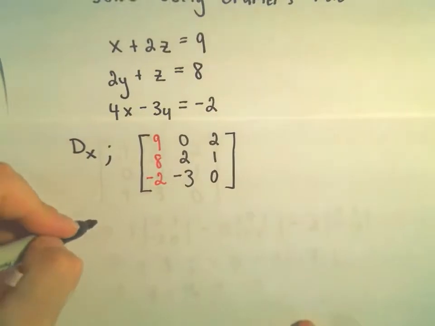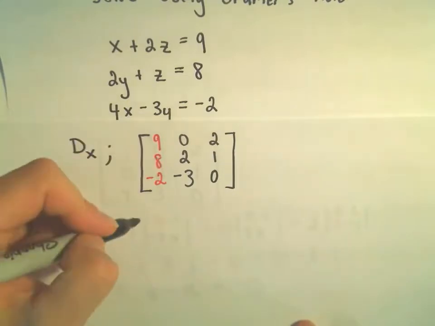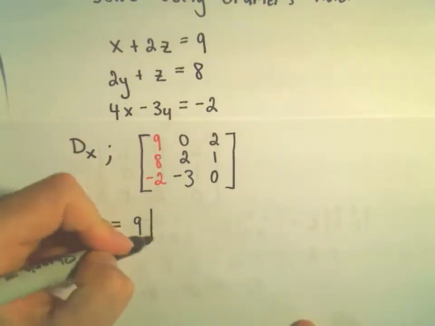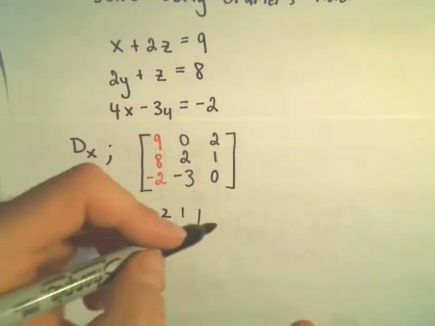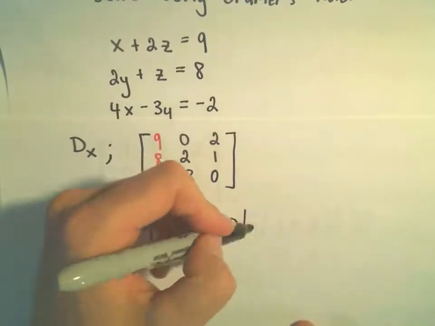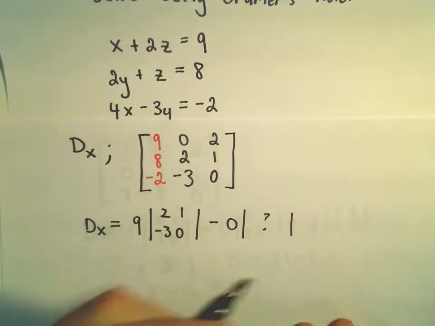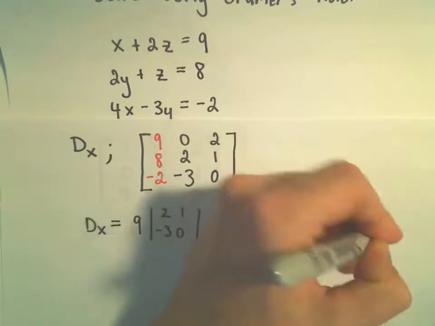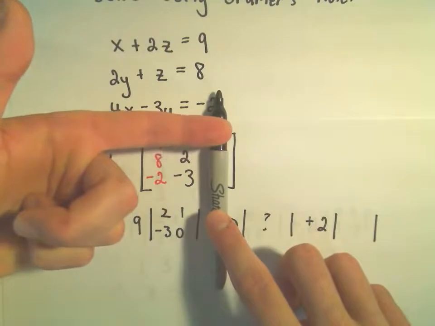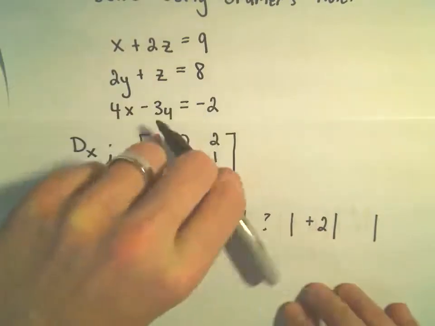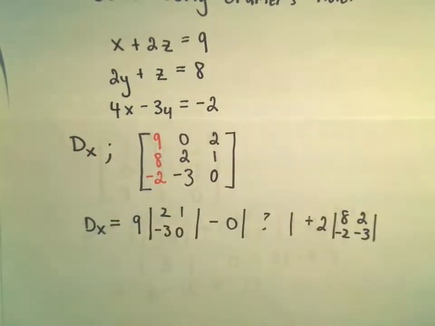So let's see, the same thing, to calculate the determinant, I'm going to expand along the row. So I'm just going to expand along the first row, same thing as before. So we'll get 9 times, it looks like 2 and 1 and negative 3 and 0. Then we'll get minus 0 times, well, who cares? Again, we're just going to get 0 out at the end of it anyway. And then we'll get plus 2 times, let's see, so if I cover up the last column and the first row, it looks like we'll have 8, 2, negative 2, and negative 3 left over. So 8 and 2 and negative 2 and negative 3.